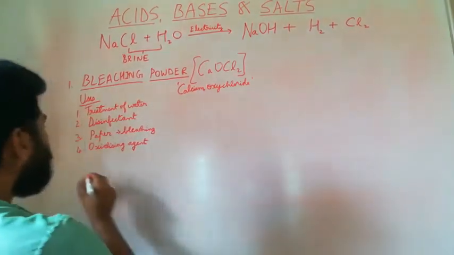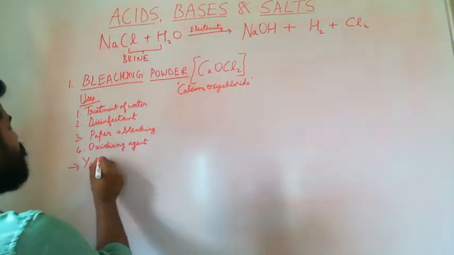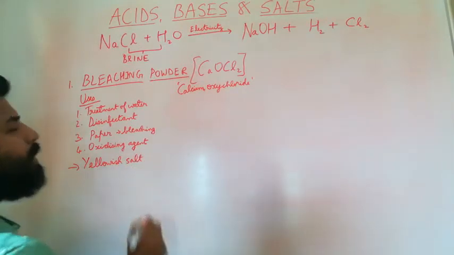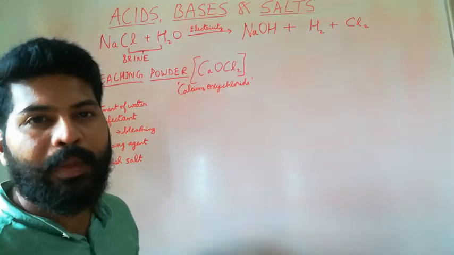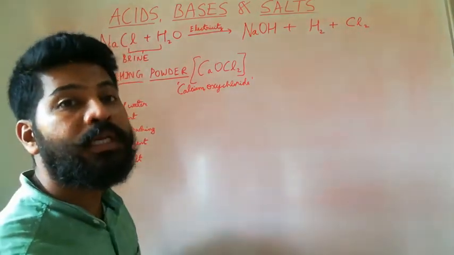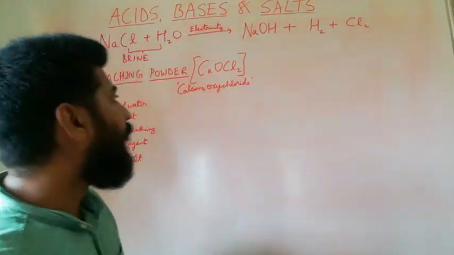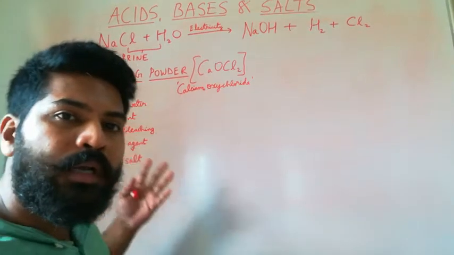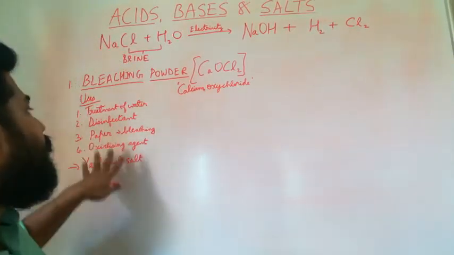It is a yellowish salt with a smell of chlorine, a very pungent, strong smell. That is what is responsible for its disinfectant action. So the uses of bleaching powder, as you know, are many, both domestically and in industries.